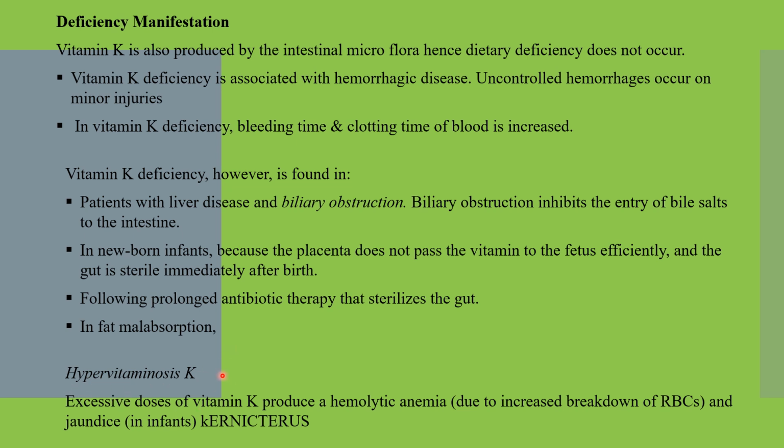Hypervitaminosis K. Excessive doses of vitamin K produce hemolytic anemia due to increased breakdown of RBCs, and jaundice or kernicterus, which happens in newborn babies. This leads to an increased concentration of bilirubin, which can damage the brain also. So these are the hypervitaminosis effects of vitamin K.